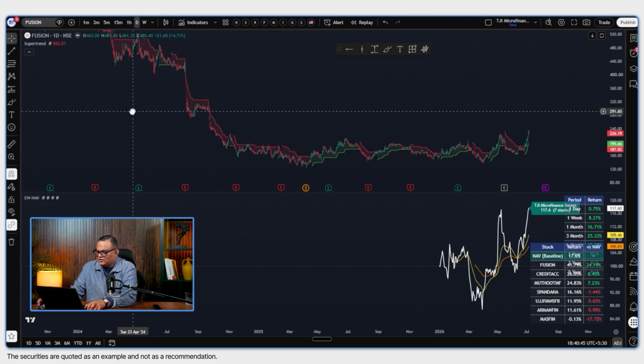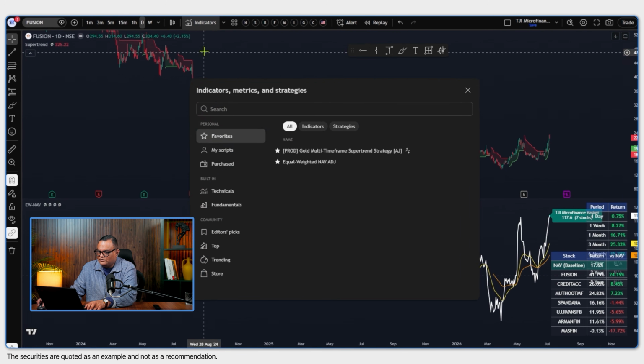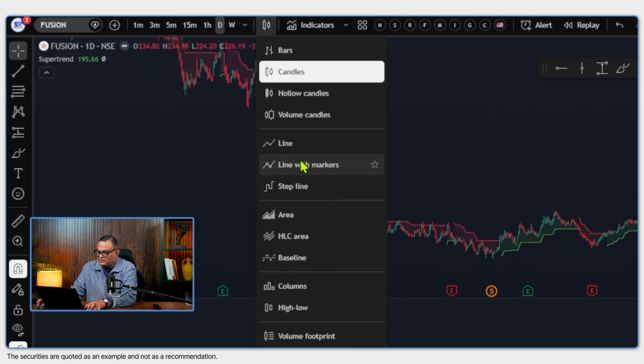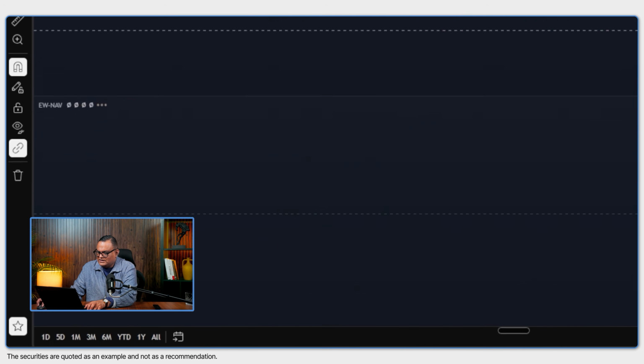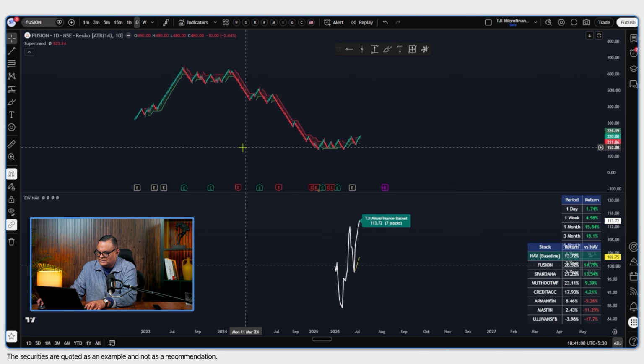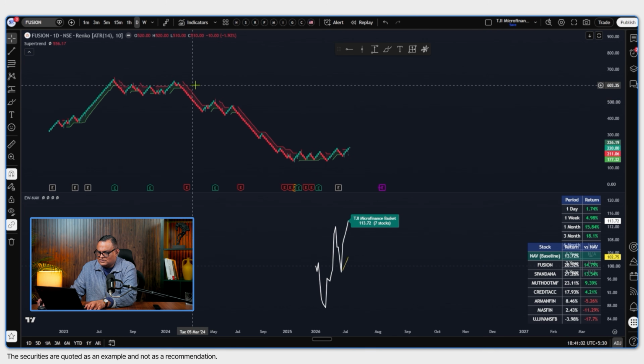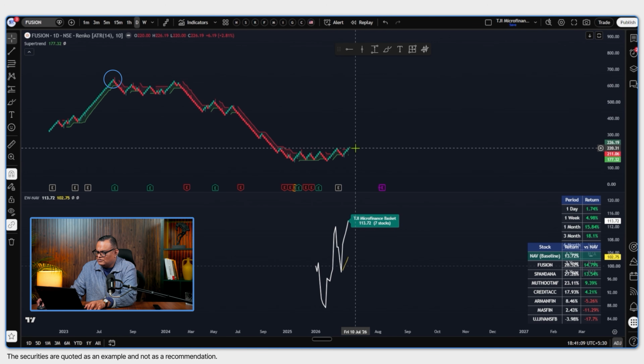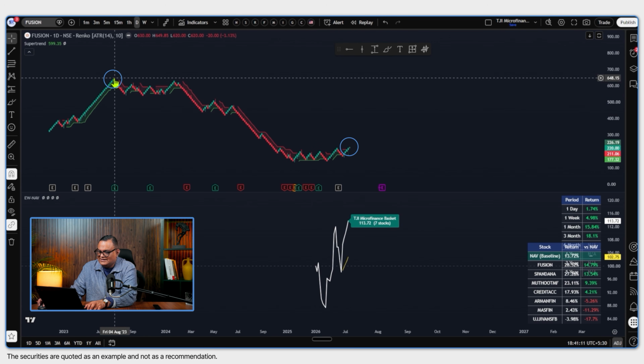As you can see, from an all-time high perspective, it is nowhere close to all-time high. So we would again look at it from a Renko perspective, and it becomes easy for us to track the all-time high. Look at this. The stock's all-time high was somewhere close to 650 plus, and we are still around 200-250 right now, and this all-time high happened sometime in 2023.